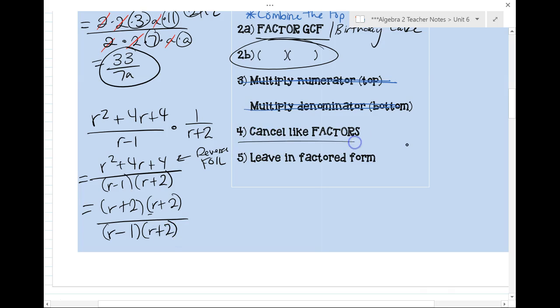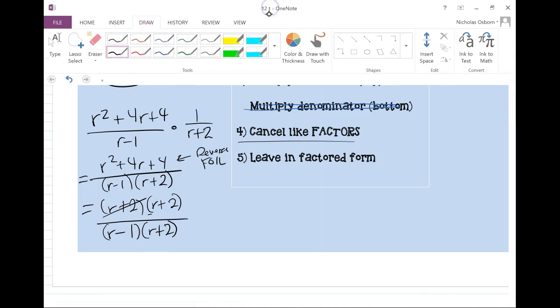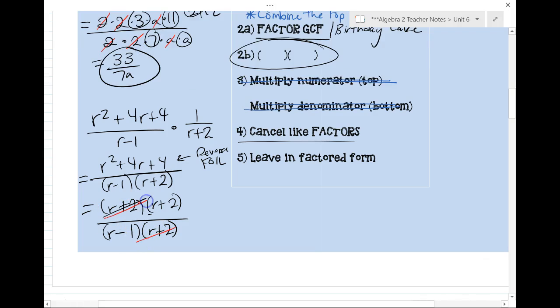And then step 4, cancel the like factors. Well, I have two r2s, but I can take one and cancel it on the top and cancel one on the bottom. But I can't cancel the other r2. There has to be another r2 down here in order for me to cancel the other one. Okay, so I can cancel 1 for 1. And then what I'm left with is r plus 2 over r minus 1. And then we're done.